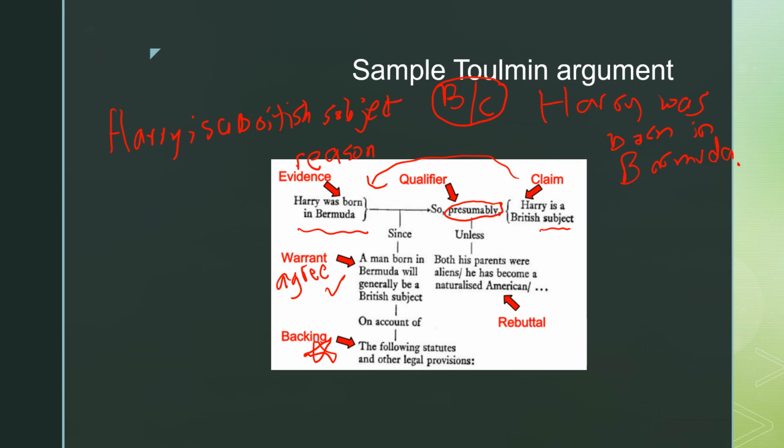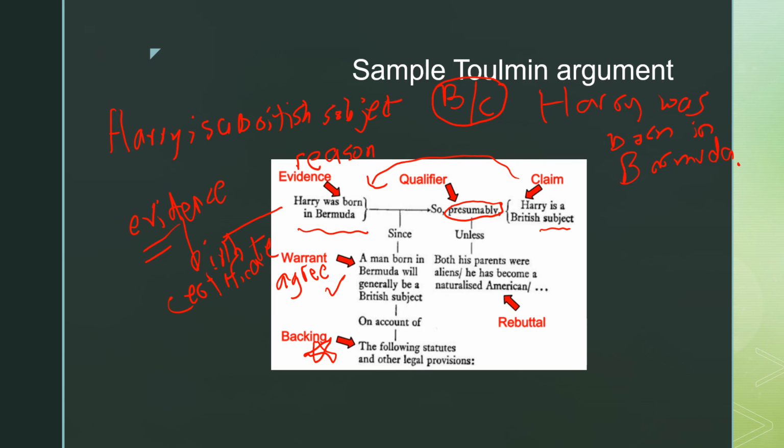But here is what would happen if you did need to back the warrant. You could find the following statutes and other legal provisions. So you could find a second set of evidence that he was born in Bermuda. The first reason is he was born in Bermuda. The evidence would be his birth certificate. I know my handwriting's really bad, but that would be the evidence. So now, if someone disagreed with the warrant, here would be the backing. And then finally, here's the rebuttal.